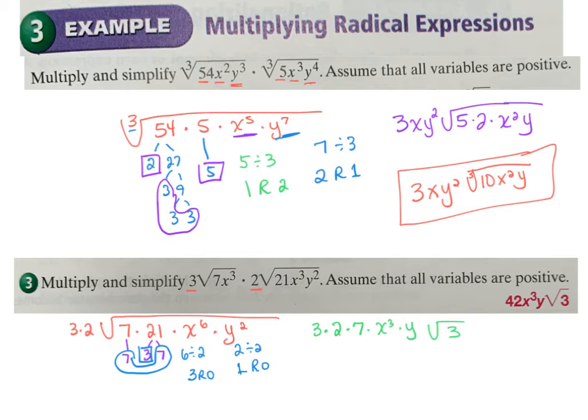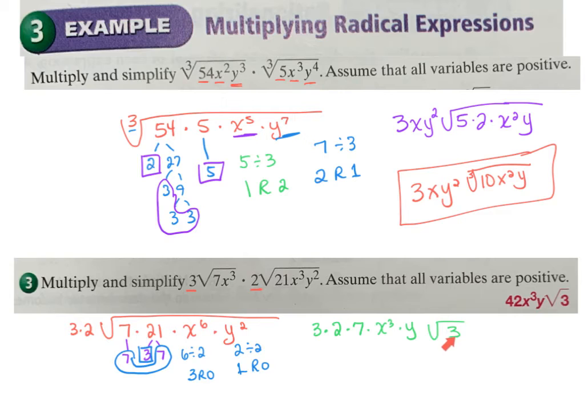So on the outside, I have the 3 and the 2. I went ahead and put those out there, 3 times 2. On the inside, I have 7 times 21. X cubed times x cubed, that's x to the 6th. And a y squared, that's by itself there. 7 and 21, so 21 is 3 and 7. And I can group these two 7s, right? Because I have 1 7 from here and 1 7 from here. You can group those? Yep, so these 7s come out.